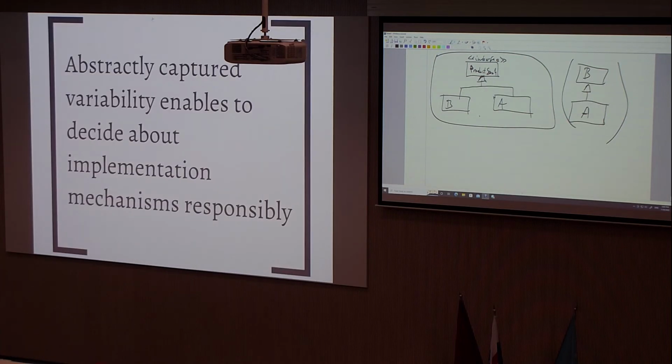So all in all, what we saw is that abstractly captured variability enables us to decide about implementation mechanisms responsibly. So you first go with your commonality and variability analysis or domain analysis, driven by commonality and the variability, and then you decide for implementation mechanisms. When you do this, how do you maintain your software product line? What do you need to do?